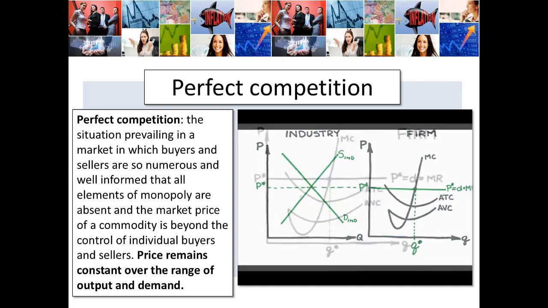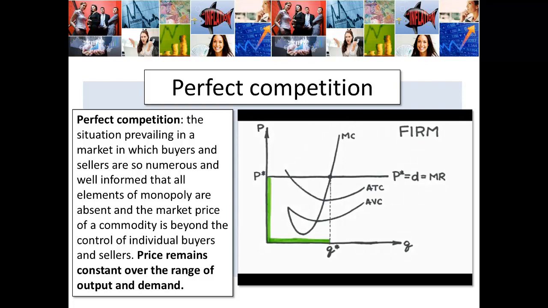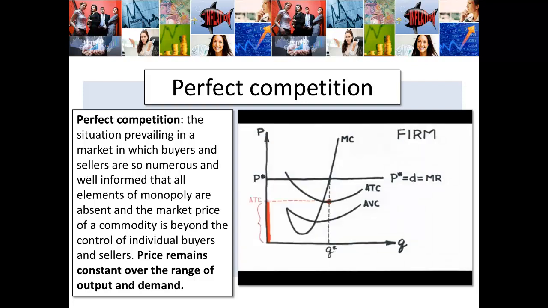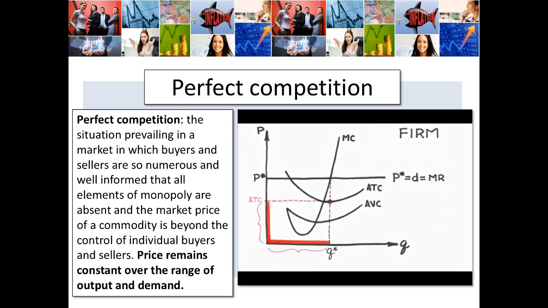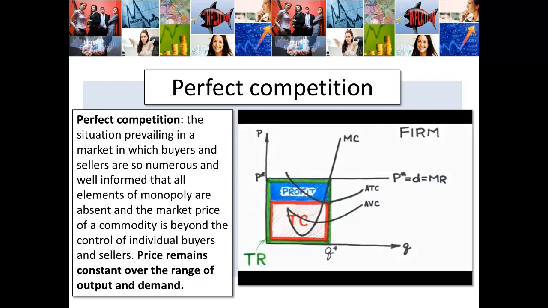At Q star, what is the total revenue coming in? Revenue is the price I can charge times the number of units that I sell. In this case, the green area. At Q star, what's the total cost of producing this output? It's the cost per unit, ATC, times the number of units that I sell, in this case, the red area. The amount of revenue, in green, that doesn't get chewed up by the costs, in red, is profit. In this case, I've indicated profit by the blue area.